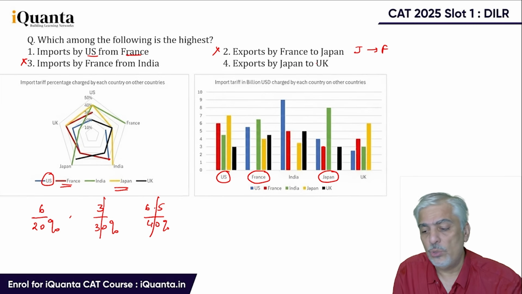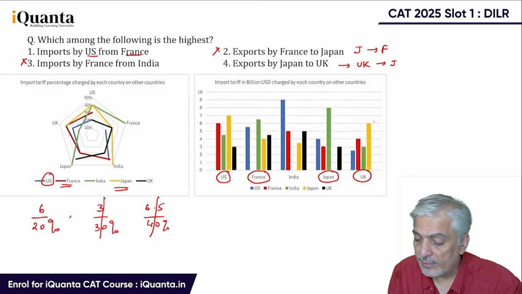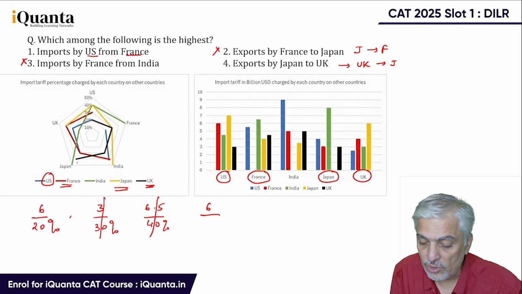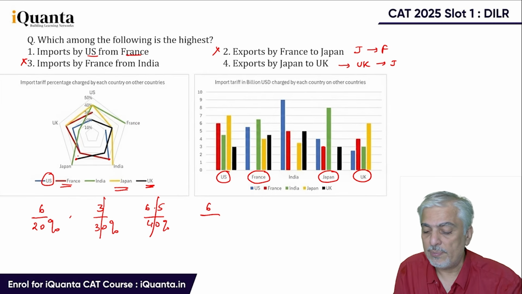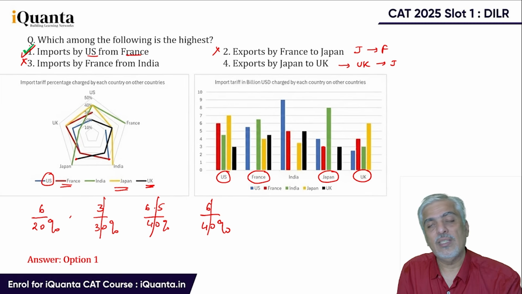Exports by Japan to UK. So I have to do UK to Japan. So I have to go for UK and within that I have to go to Japan. That is yellow color. That is again 6 billion. Great, comparison will be easy. And UK over here is black color and Japan is over here. So black color over here to Japan is 40%. So 6 divided by 20 is obviously more than 6 divided by 40. So this is also out. Answer is the first option.